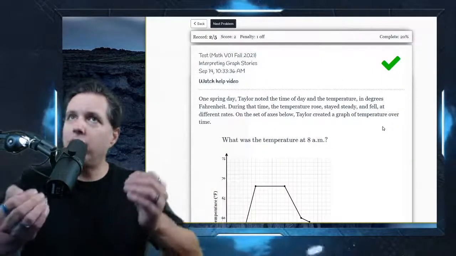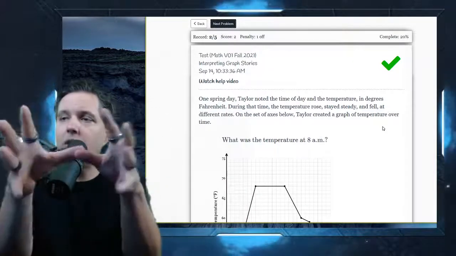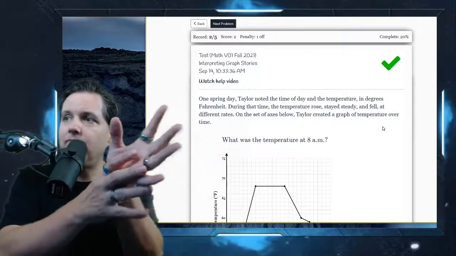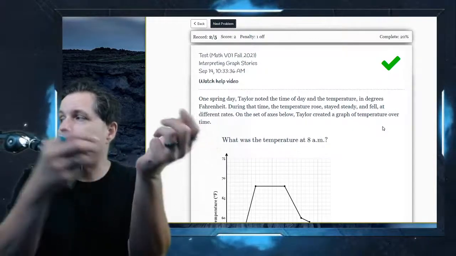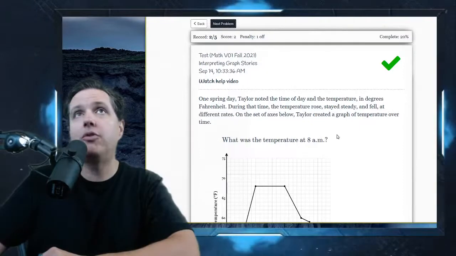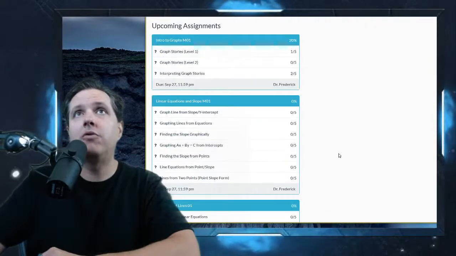See how you can go both directions with the questions? You can create a graph given some information. You can interpret from the graph given a graph and get information from it, right? You want to be able to do both of those. Okay? Are we comfortable with those?